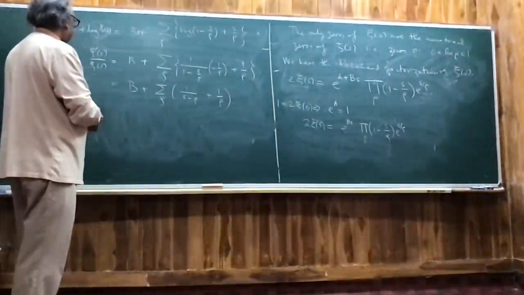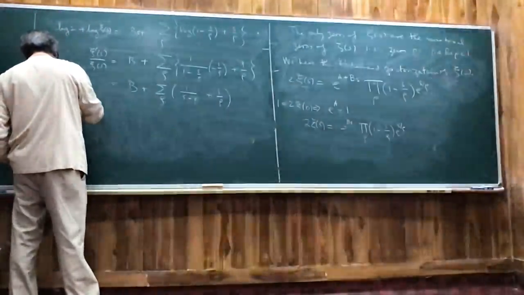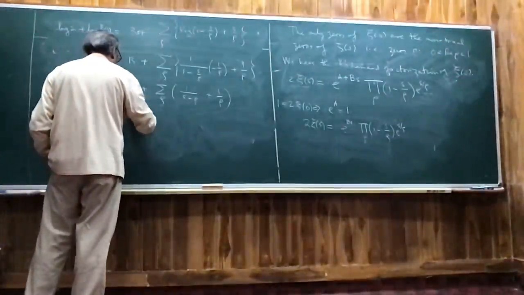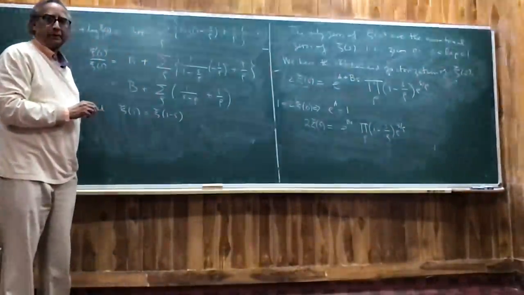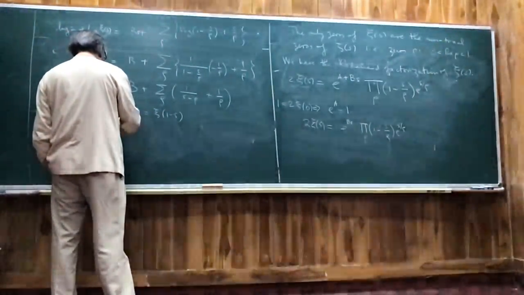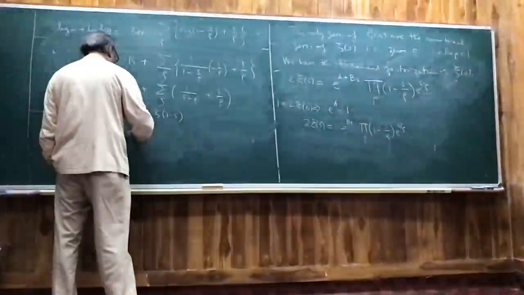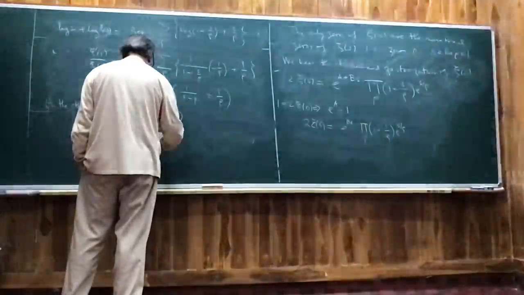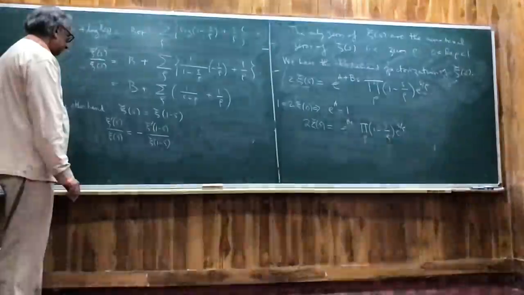Now, we have a functional equation. On the other hand, C of S is equal to C of 1 minus S by the functional equation. Therefore, taking the logarithmic derivative of both sides, you get this.